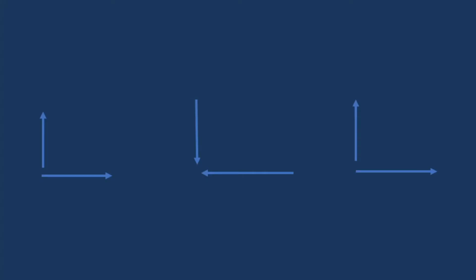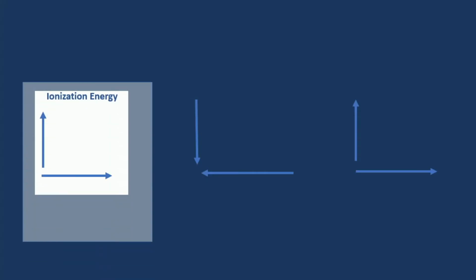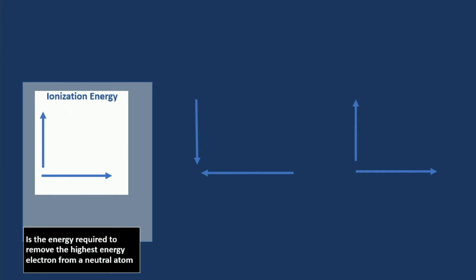So let's do a quick review of these 3 trends. The first, ionization energy, is the energy required to remove the highest energy electron from a neutral atom. And these arrows here in the white box represent the trend for ionization energy in terms of increasing.